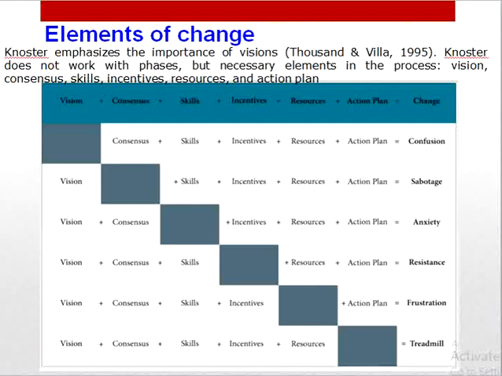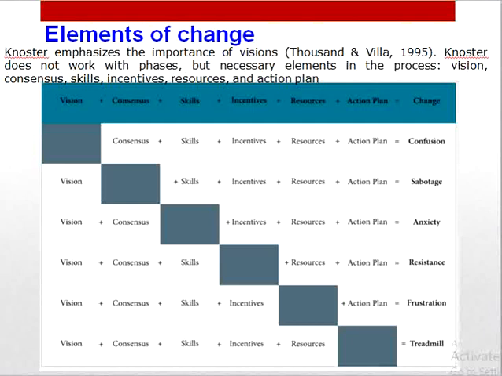Some elements of this change process. According to Knoster, who emphasized the importance of vision in 1995, the model does not work with phases but with necessary elements in the process, that is vision, consensus, skill, incentives, resources and action plan. So these are a total of 6 elements considered for change: vision, consensus, skill, incentives, resources, action plan.